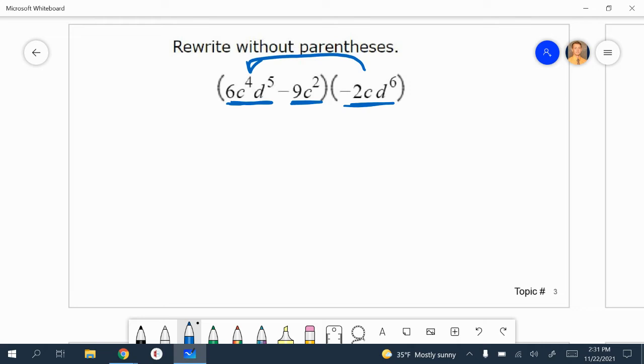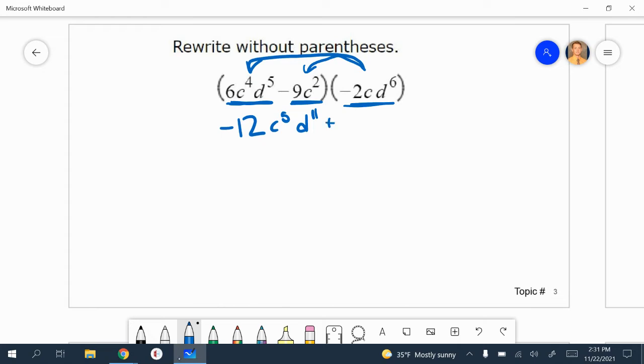If I multiply the numbers, I'll have negative 12. If I multiply the variables, I have c to the 4th and c, which would make c to the 5th. And then d to the 5th and d to the 6th would make d to the 11th if I multiplied them. Okay, and I'm going to distribute to the other one now.